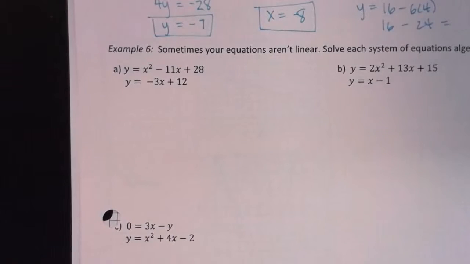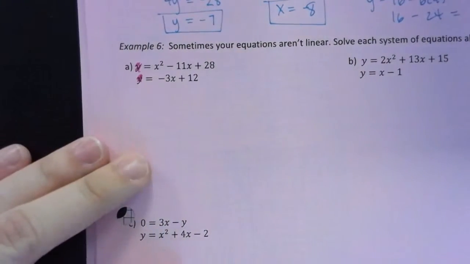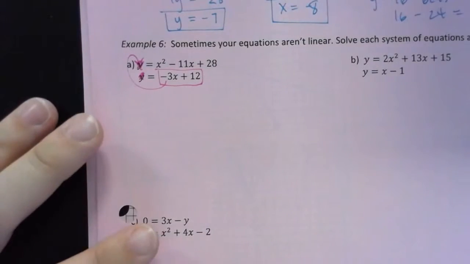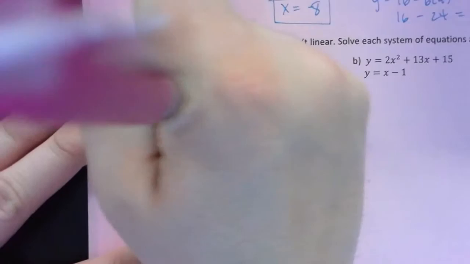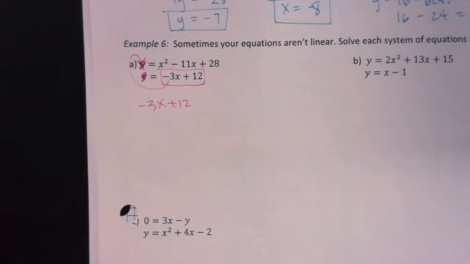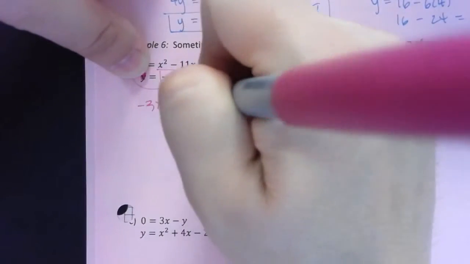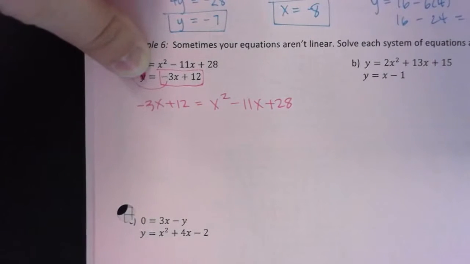So let's look at part A. They're both equal to y, so I'm going to substitute one for the other. What I'll end up doing is I'm going to take this right here, and I'm plugging it into the y right here. Yes, that's what we will do. So, write that down again, negative 3x plus 12. That's my y that I'm substituting right here. Equals x squared minus 11x plus 28.